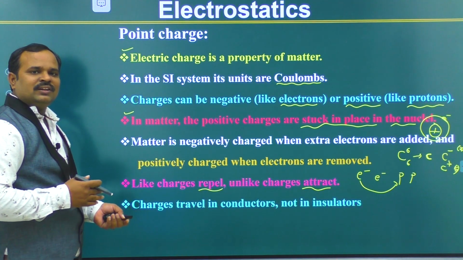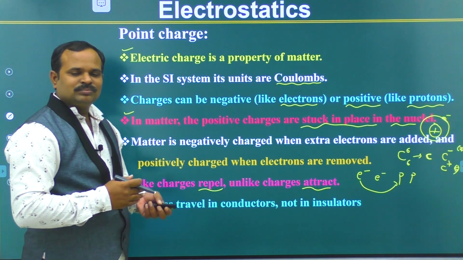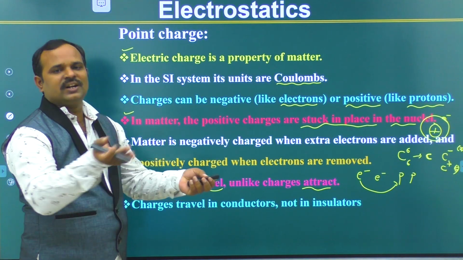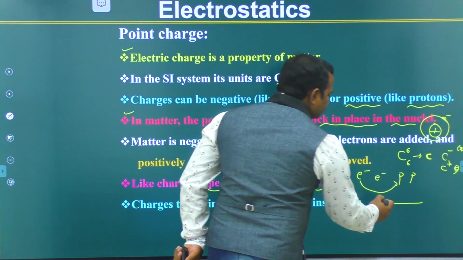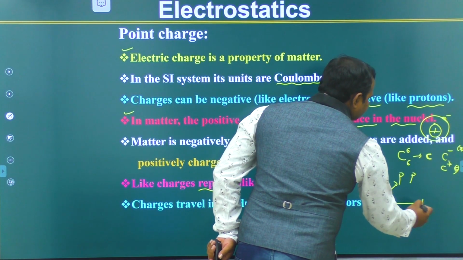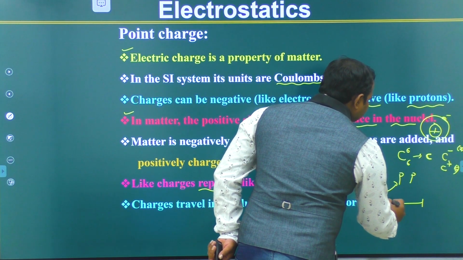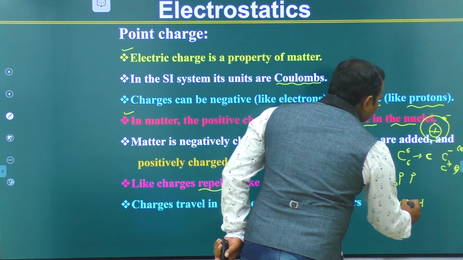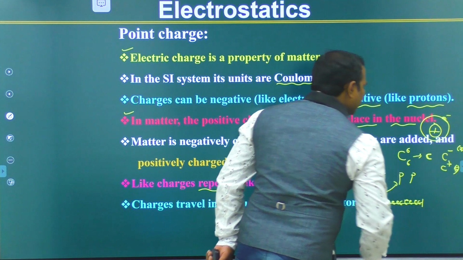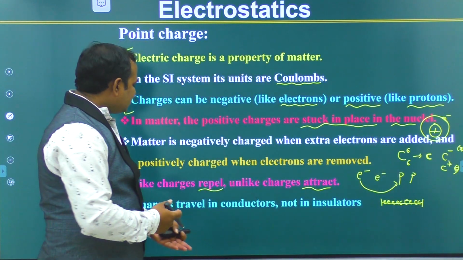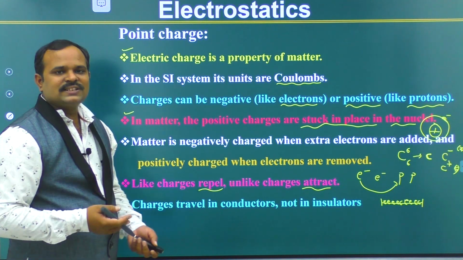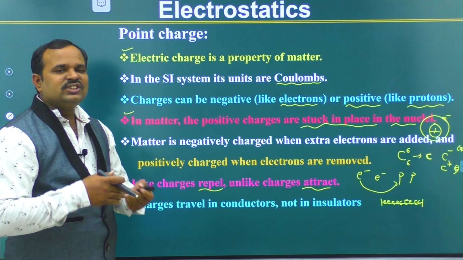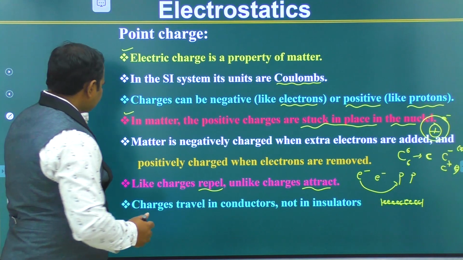Charges can also travel in conductors from one place to another place. If you take any conductor like copper, when we apply a potential difference between the two ends of the copper, then the electrons will move through this conductor. That means charges can travel in conductors, but charges cannot travel in the case of insulators because in the insulator there won't be free charges.